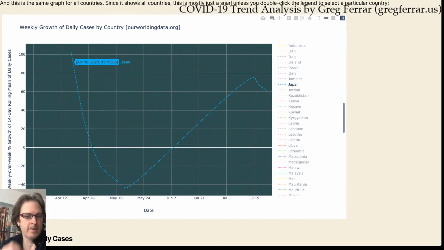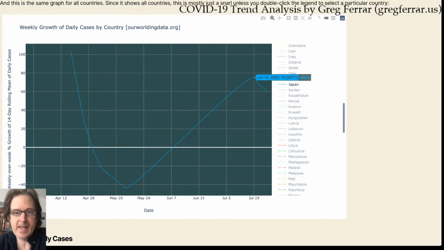on the other graph, that Japan has these wild waves, like, oh no, we have 75% weekly growth, week over week in Japan. Isn't that terrible? Yes, that is a terrible growth number.